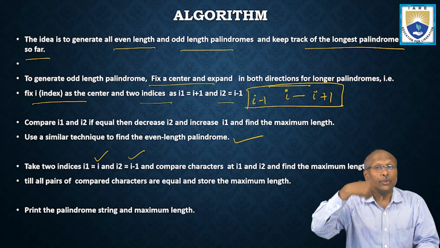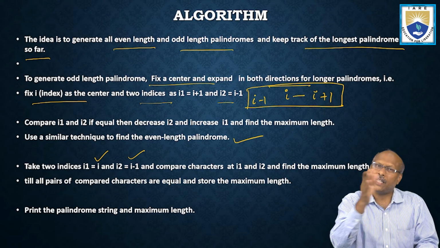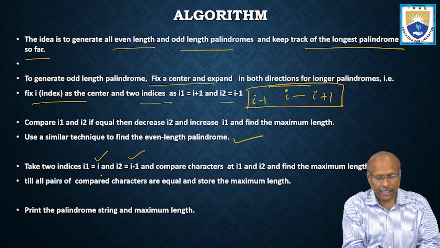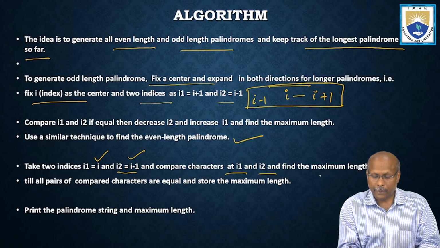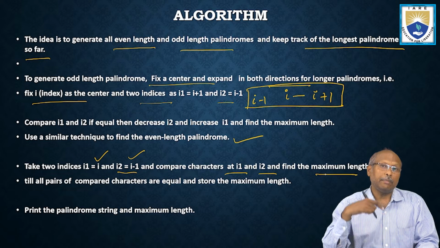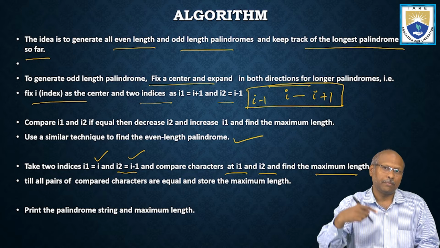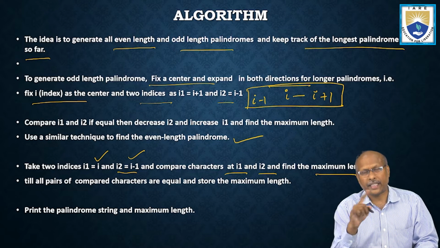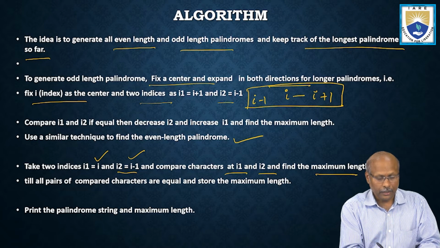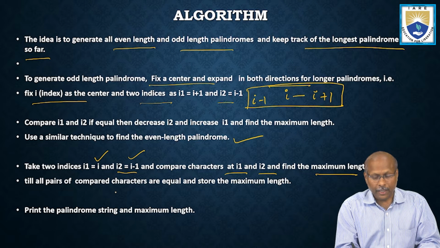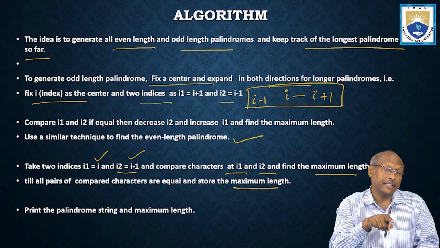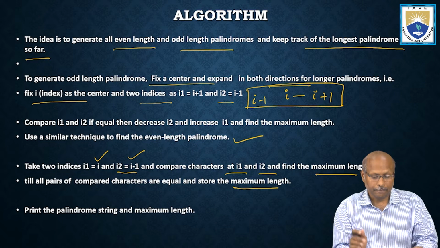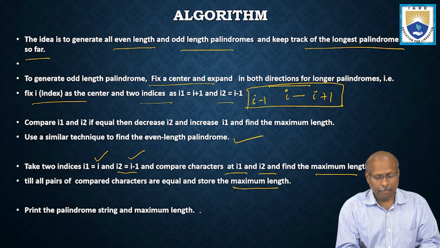So this I have to repeat for all the characters of the string. So take 2 indices I1 and I2, where I1 is I and I2 is I minus 1, and compare the characters available at I1 and I2 and find the maximum length. So if there are n number of characters, my loop has to repeat n times, and internally again it has to check every character. If both are equal, then you compare the previous length with the current length, and every time you update. Update what? The current starting address as well as the length. And finally, print the maximum length.